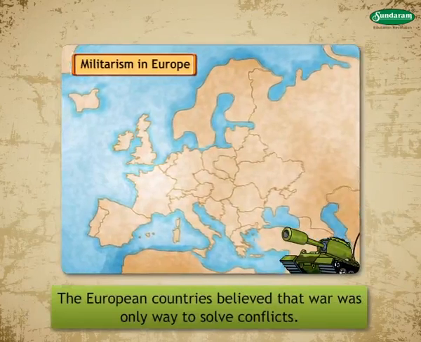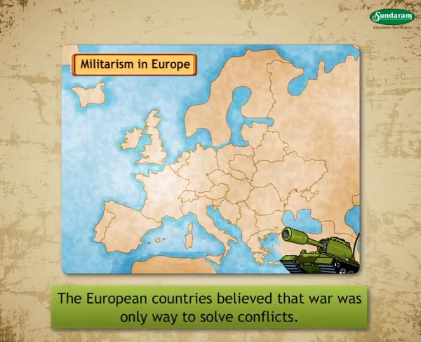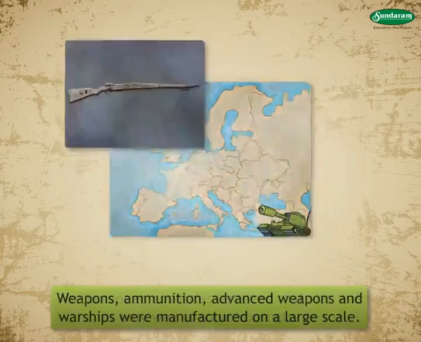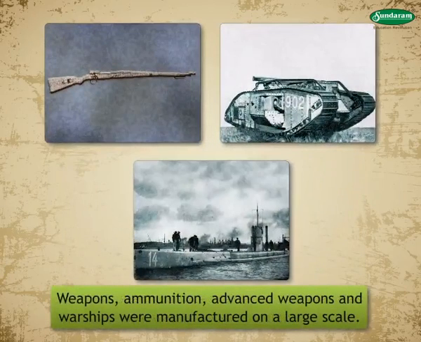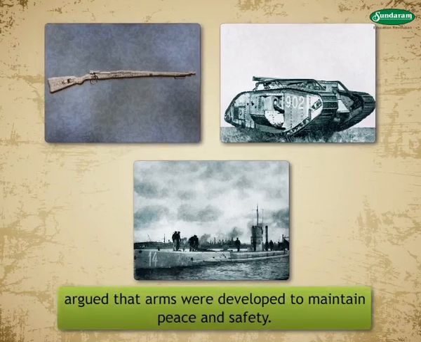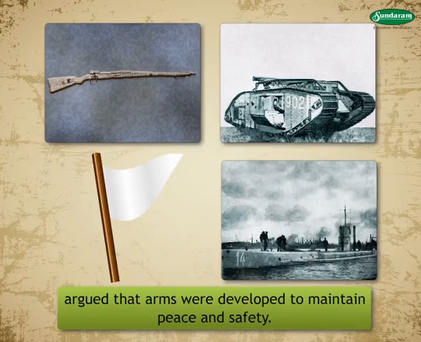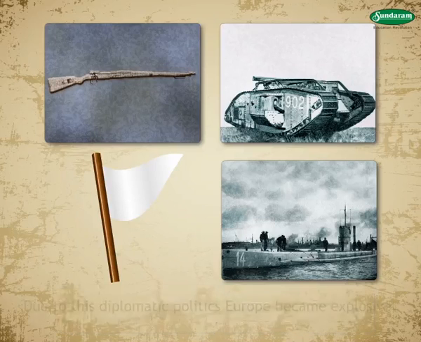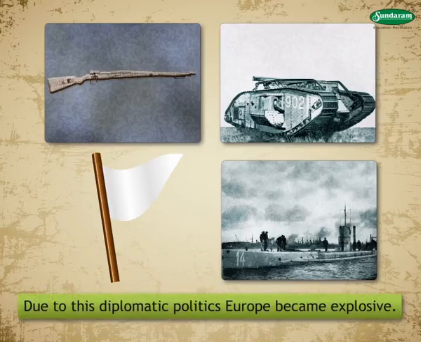Militarism. The European countries believed that war was the only way to solve conflicts. Therefore, weapons, ammunition, advanced weapons and warships were manufactured in Europe on a large scale. Every European country kept the extent of its military power confidential and argued that arms were developed to maintain peace and safety. Due to this diplomatic politics, Europe became explosive.